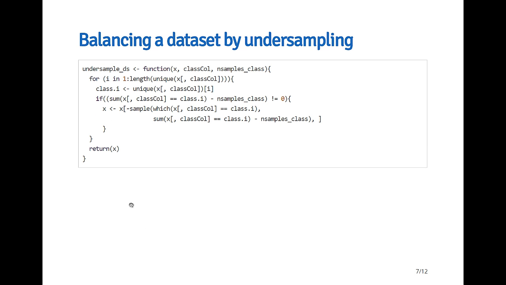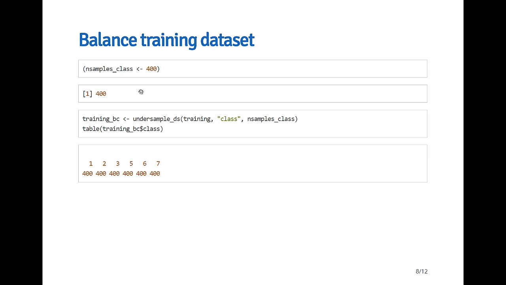One of the sampling methods for balancing data distribution is subsampling. I wrote this function, which basically asks for a data frame, a class identifier column, and a desired number of samples for each class, and retrieves a new data frame with the same number of observations in each class. In this case, we are asking for 400 samples in each class of the training dataset. And here we obtain effectively a balanced dataset.